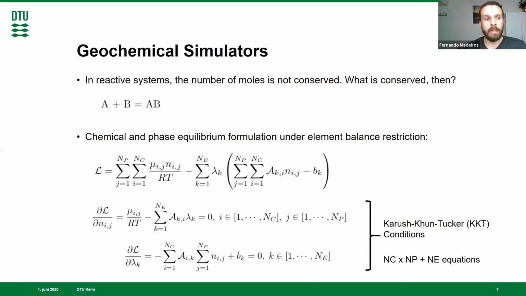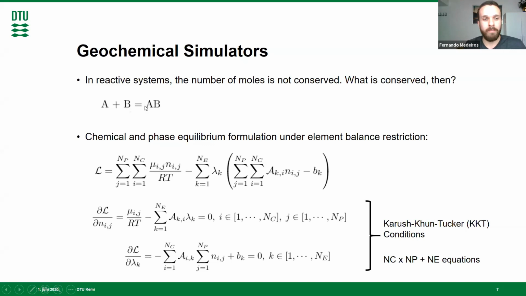But in reactive systems, there is something else, because there is no conservation of mole numbers. So for instance, I have this reaction here, A plus B equals AB. The number of moles of species A is not constant if this reaction moves forward. So we have this consumption of A and also a consumption of B that leads to a production of AB. So mole numbers are not being conserved there. So what is conserved then? If we look closely, we see that the building blocks of the species are being conserved.